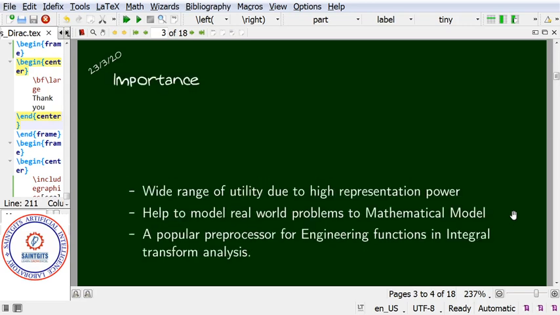First of all, we are going to discuss why these functions are very important. The first thing is wide range of utility due to high representation power. The second point is that they help to model real-world problems into mathematical models. And the third one is that they are a popular preprocessor for engineering functions in integral transform analysis.